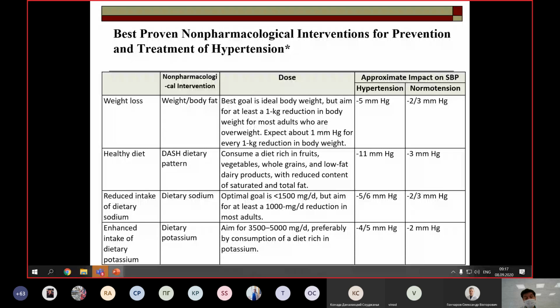5 millimeters. And these goals are important in routine because the goal is ideal body weight, but aim for at least 1 kilogram reduction in body weight for most adults who are overweight. It is not necessary to provide a clinical recommendation to increase the trend to weight loss more than 5 kilograms per 3 months. And theoretically, the optimal weight loss should be qualified as 3.5 kilograms per 3 months.